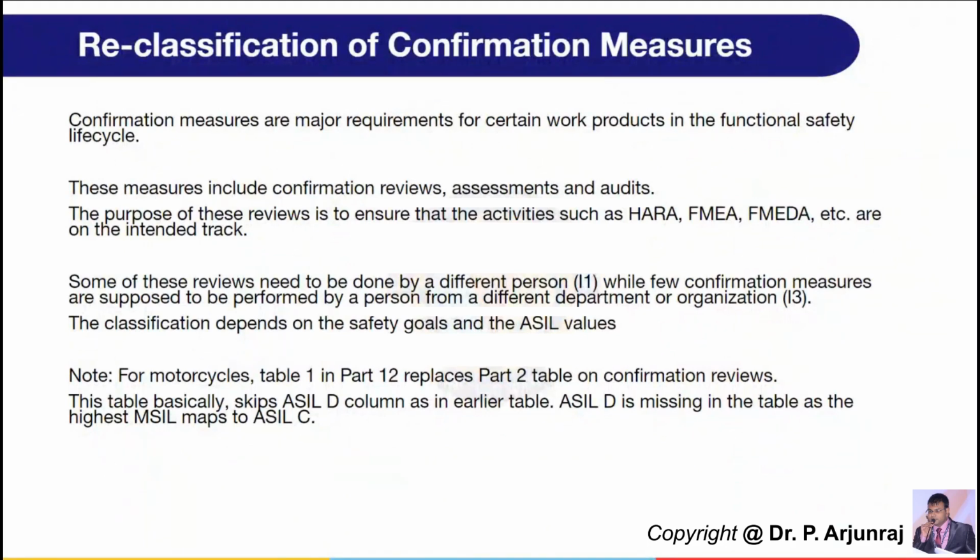You would have seen this in the case of part 1 to part 12 as well. The confirmation measures involve the confirmation review. First, you start your review, then you have the assessment for that, and then you have the audit. The main purpose of this review is to ensure that the activities which involve HARA or FMEA or FMEDA are on the correct track.